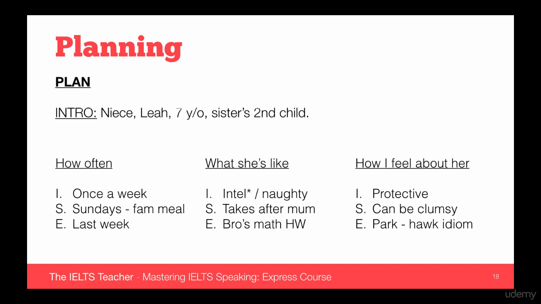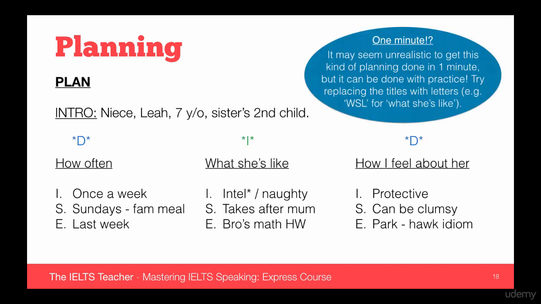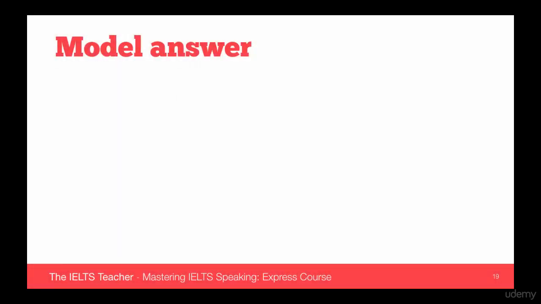To do in 1 minute, but it can be done with practice. If you want to save a bit of time, you can try replacing the titles of the columns with letters. So WSL for what she's like, HO for how often, and so forth. Okay, so how can we bring this all together into a model answer?